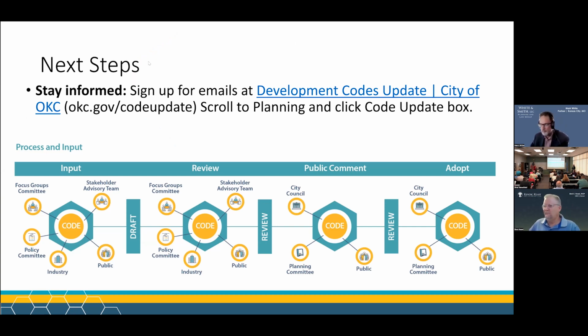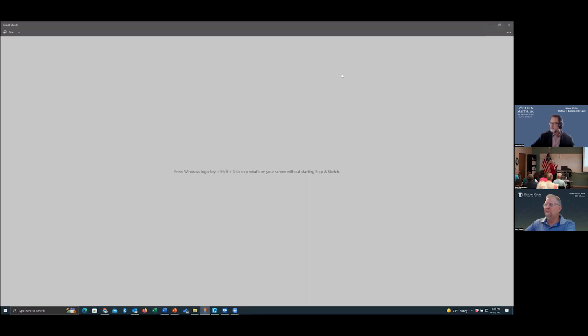Beyond this meeting, you can go to okc.gov/code update, and that will have key dates. We have a section with past presentations, such as this one. In general, our cadence of the project going forward is that, at various stages, like right now, we're somewhere between input and review, right? And we're meeting with the public, with focus groups. We're meeting with industry such as yourselves to get input and feedback on the direction of the code.